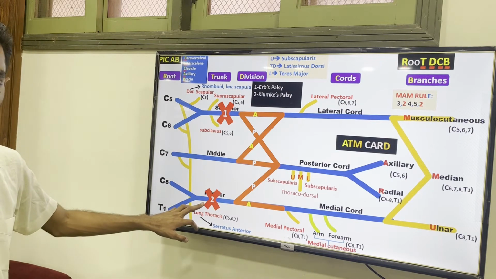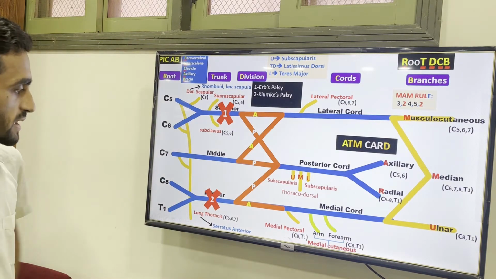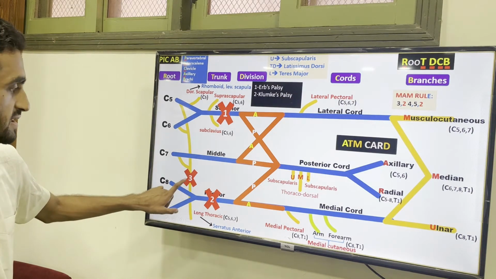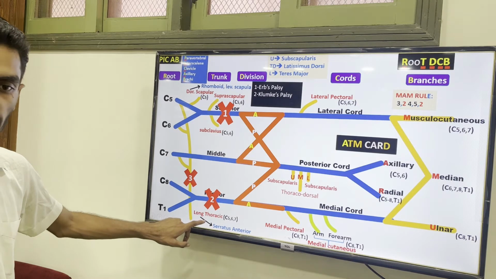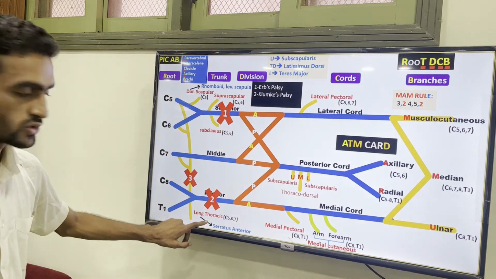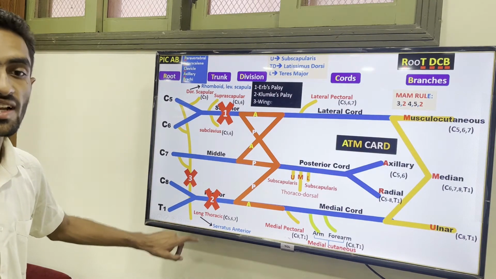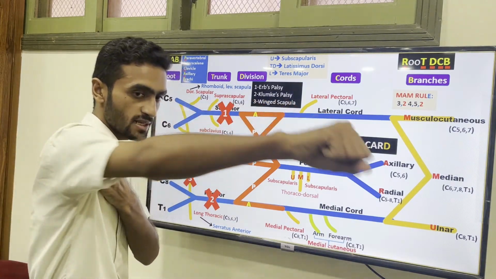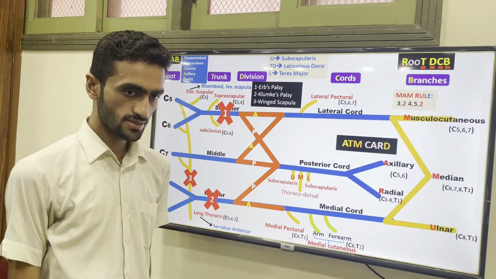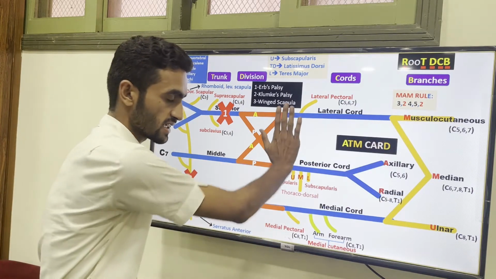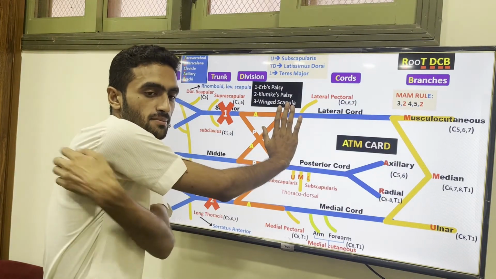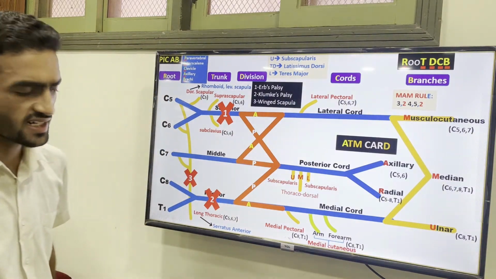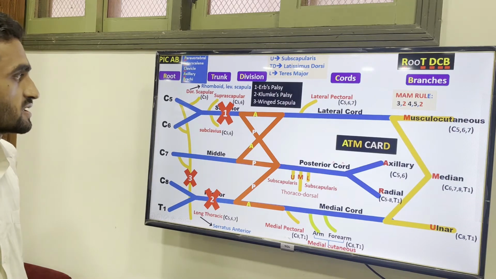The other is what we call Klumpke's palsy. Okay. The third nerve that is affected is your long thoracic. If this is affected, you will have winging also, because this is serratus anterior, the punching muscle. So normally in this position, when they try to touch somebody, you will see the medial side of the scapula come out. We call this winging of the scapula. There is a lot of detail, I'm just showing the short story.